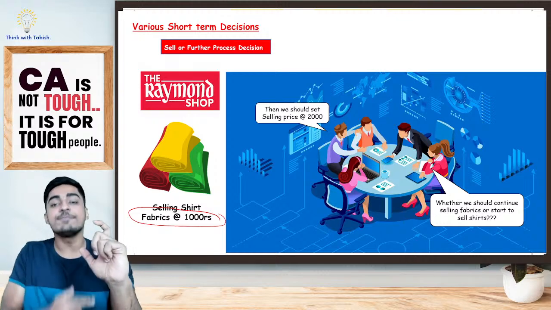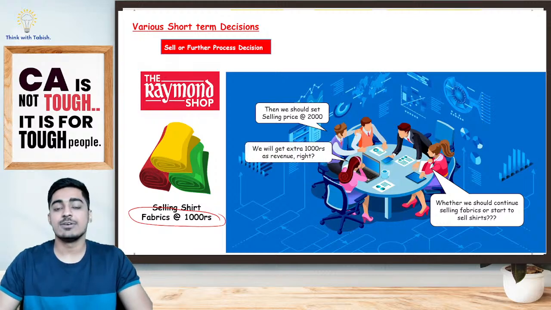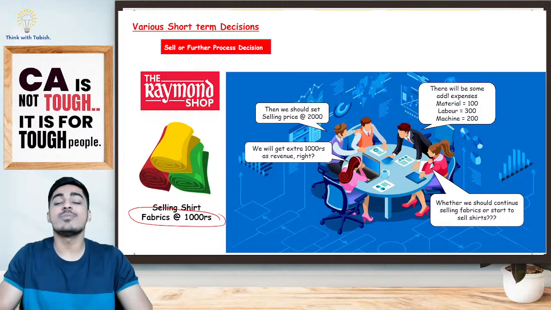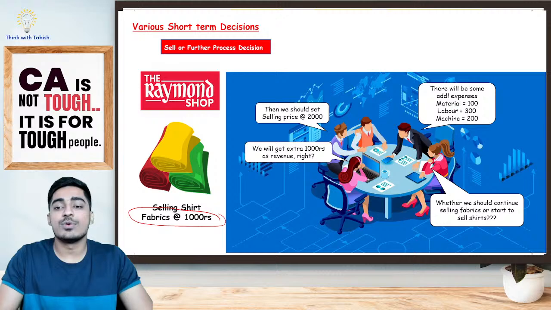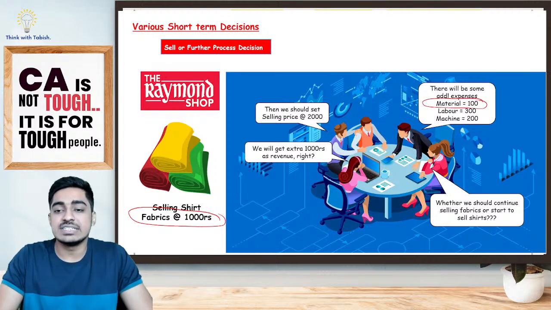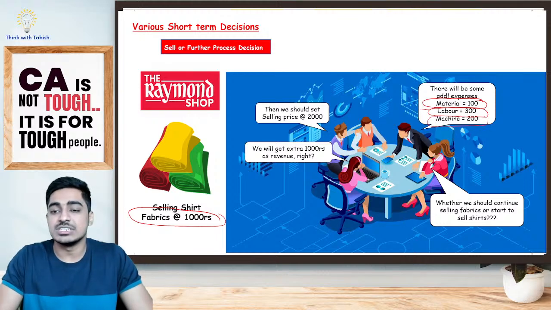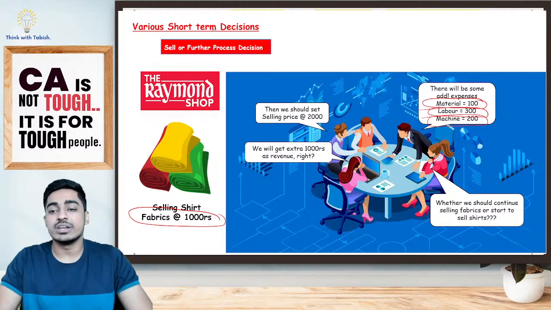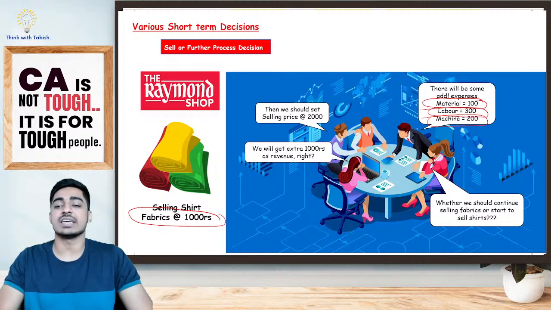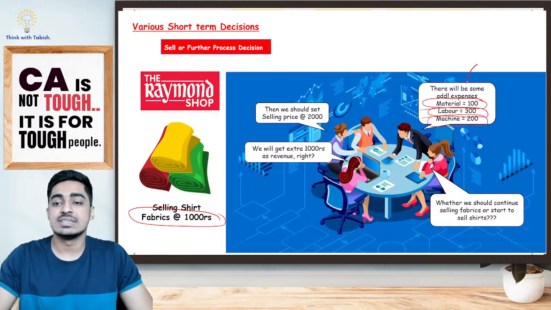Now we'll see, if we convert into a shirt, how much extra cost we are incurring. We see we will be getting an extra 1,000. So how much extra cost will we incur? We want additional material of, say for example, 100 rupees. The additional labor, a tailor for stitching, we want is 300 rupees. Again, a machine whose depreciation is 200 rupees. So specifically, how much extra cost will we be incurring? 100 plus 300, 400 plus 200, 600 rupees.